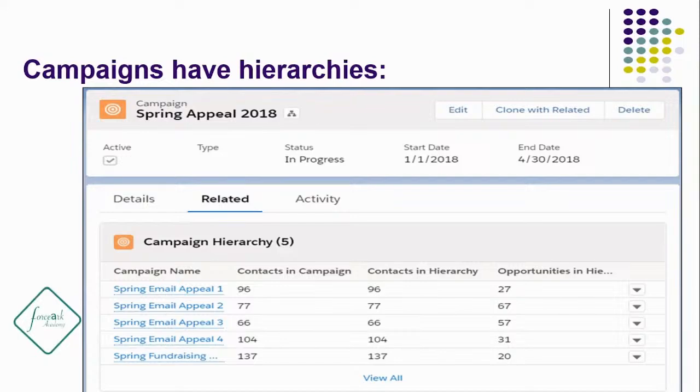Let's say you are running a spring appeal that consists of four email blasts, a direct mailing to your major donors, and a gala. Create each of those as a campaign and relate them to the Spring Appeal 2018 campaign using the parent campaign field. On the parent campaign, you can see the aggregated amount of money you have raised as well as the money raised by the individual campaigns. You can then compare which tactics are the most effective in your fundraising.